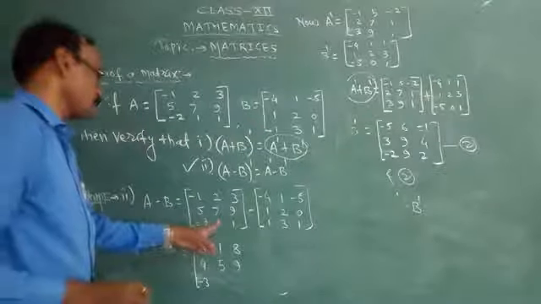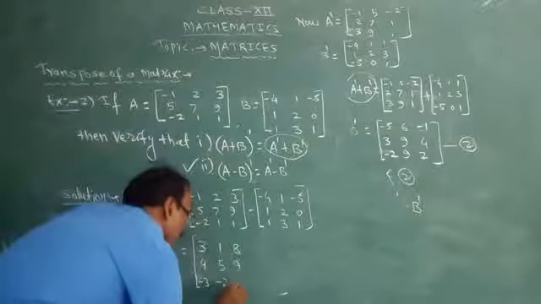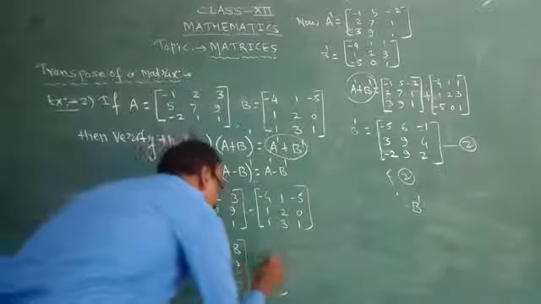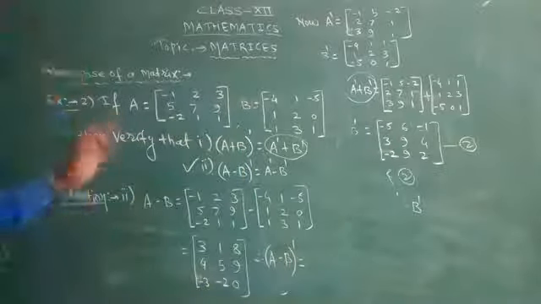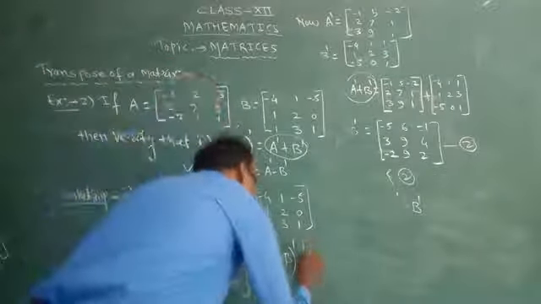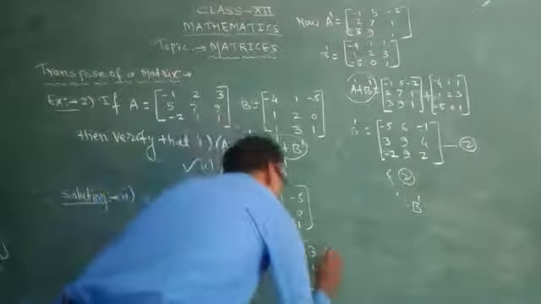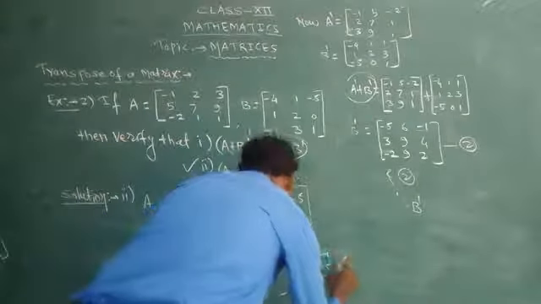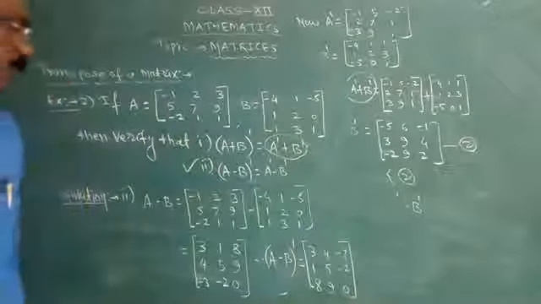Minus 3, 1 minus 3 minus 2, 1 minus 1, that is 0. So this is your A minus B. Therefore, (A minus B) transpose equals, take the transpose of this, it will be 3, 1, 8, 4, 5, 9, and minus 3, minus 2, 0. Okay, this is your (A minus B) transpose.